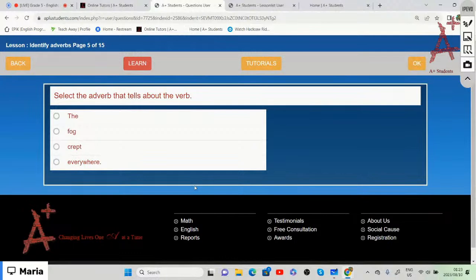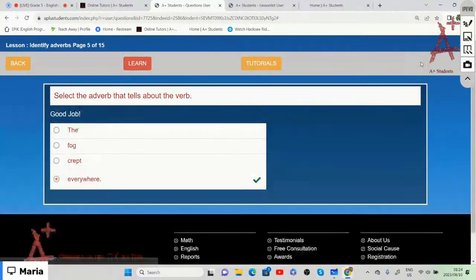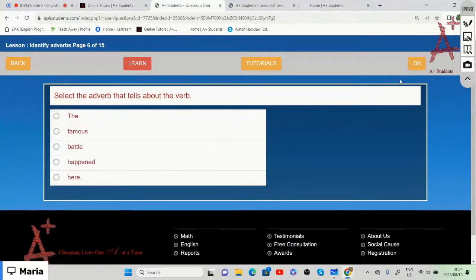The fog crept everywhere. We need to select the adverb that tells us about the verb. So where did the fog creep, or crept, because crept is our verb? Which means we can say everywhere is our adverb.